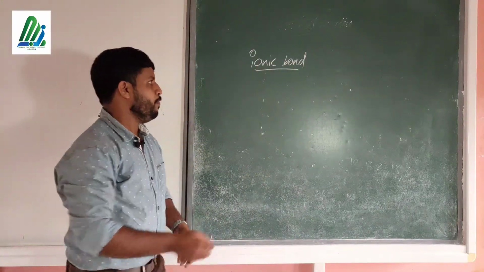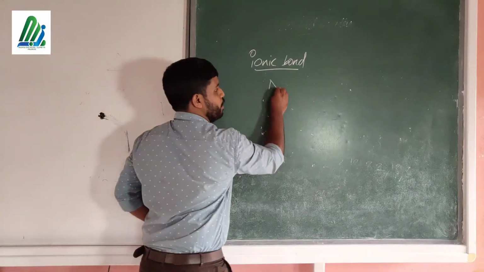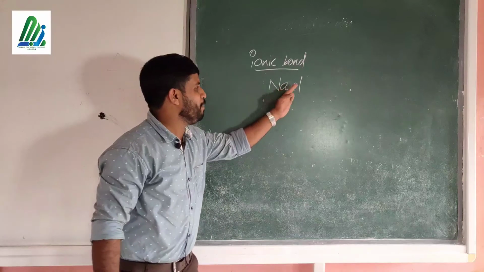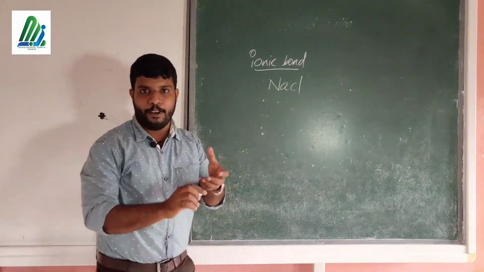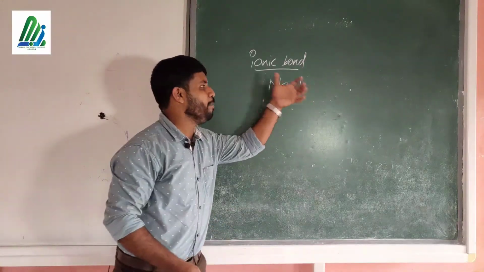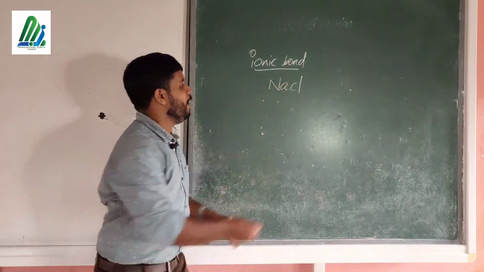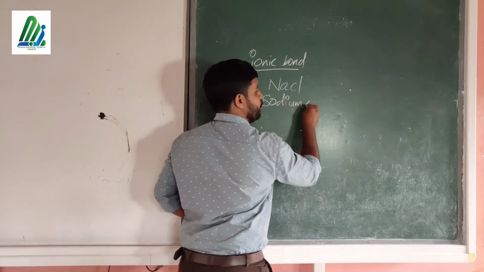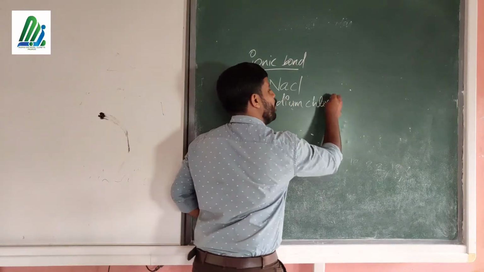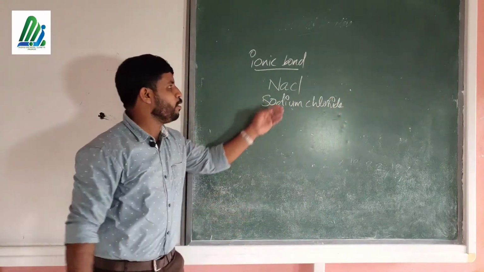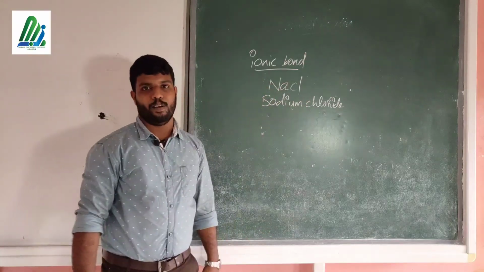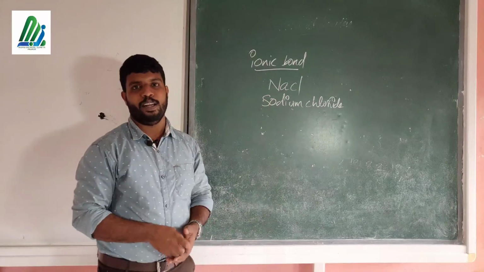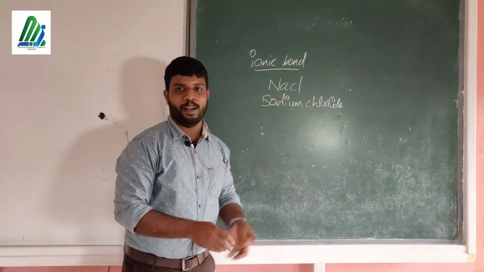Now we are familiar with a compound: sodium chloride. A sodium atom combines with chlorine and forms a compound known as sodium chloride, NaCl. Now we are going to discuss the bonding between sodium and chlorine to form the compound sodium chloride.